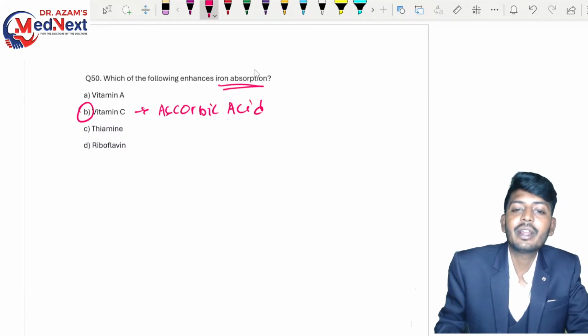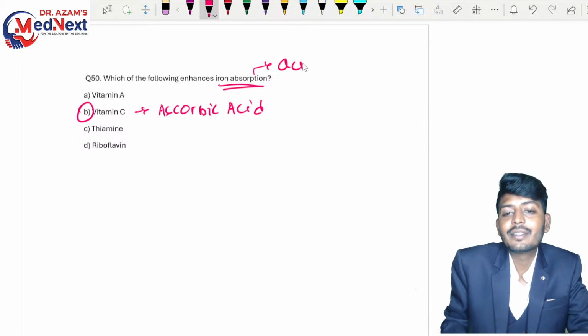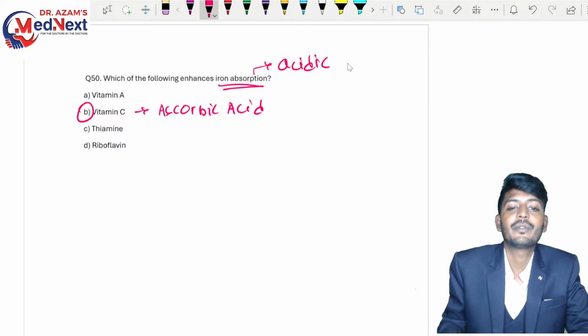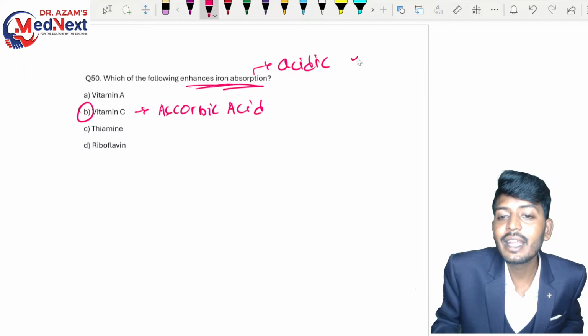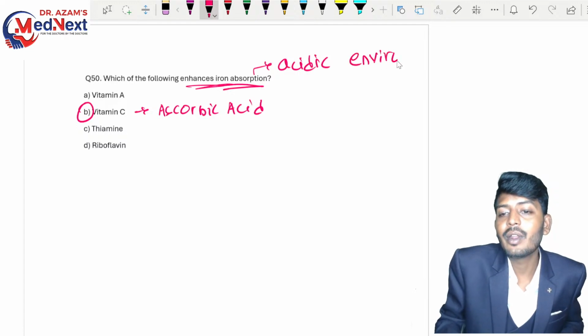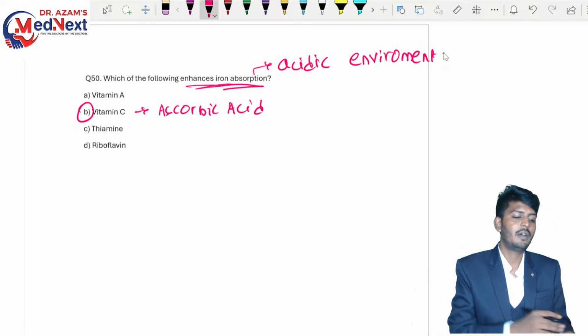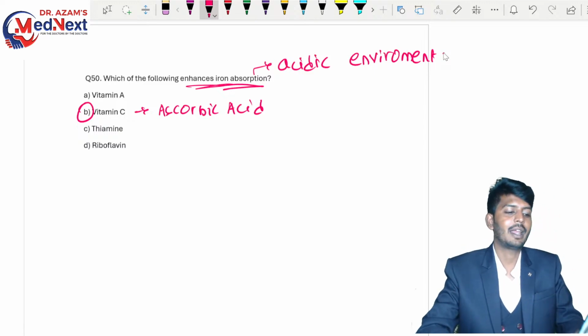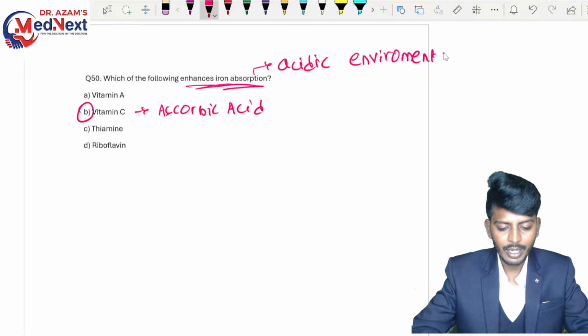So iron absorption कब बढ़ेगा? Iron absorption will be increased in any acidic environment. Enhanced iron absorption in an acidic environment. The better absorption of iron, that is vitamin C. Okay, so let me open the question.